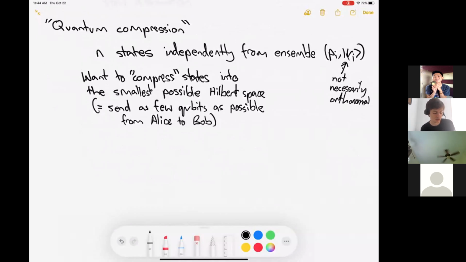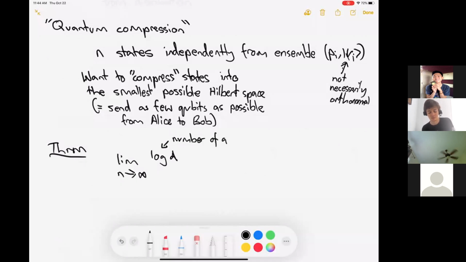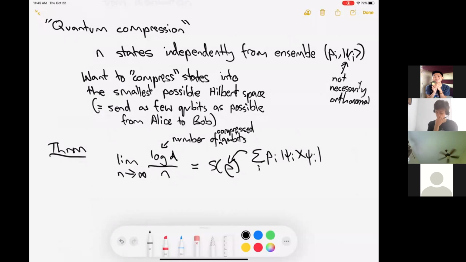Okay, so there's a theorem for this too. Again, we're not going to state it precisely, but it basically says that the limit as n goes to infinity of log d, the log of the dimension of the Hilbert space, or the number of qubits needed for the compressed state, divided by n, is equal to the von Neumann entropy of the density matrix rho. Okay, where rho is, of course, the sum over i of p_i |psi_i><psi_i|.